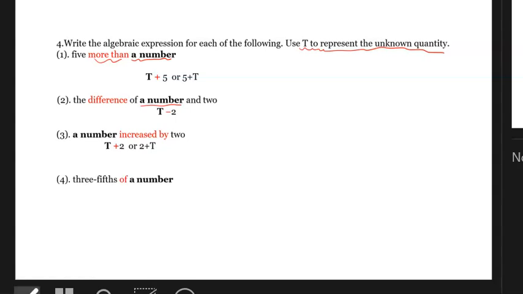Now the next one, the keyword is of. So of means multiplication. So 3/5, we just turn that into a fraction. 3/5. Of means times a number, we use t. Now the dot usually can also be omitted. The quotient means division. So we're going to divide 2 by a number t. So the answer will be 2 divided by t, or you can use the fractional form 2 over t.